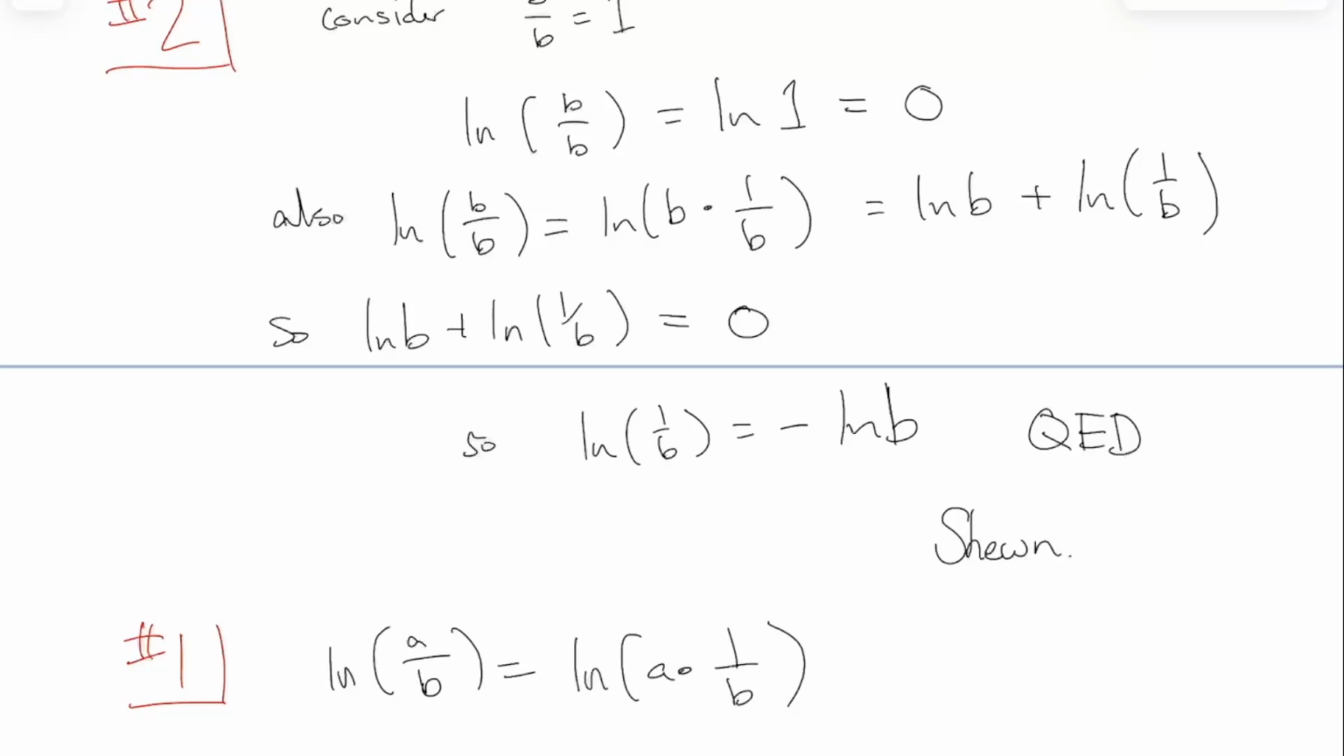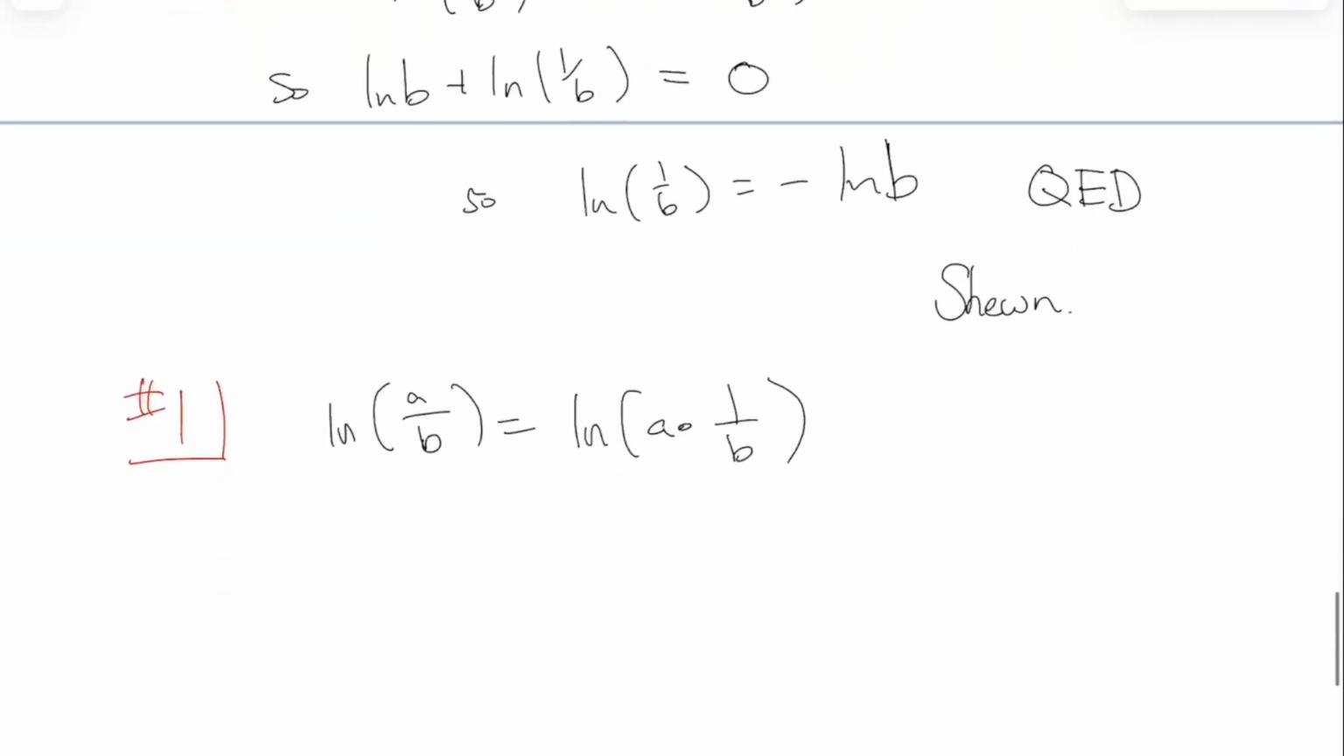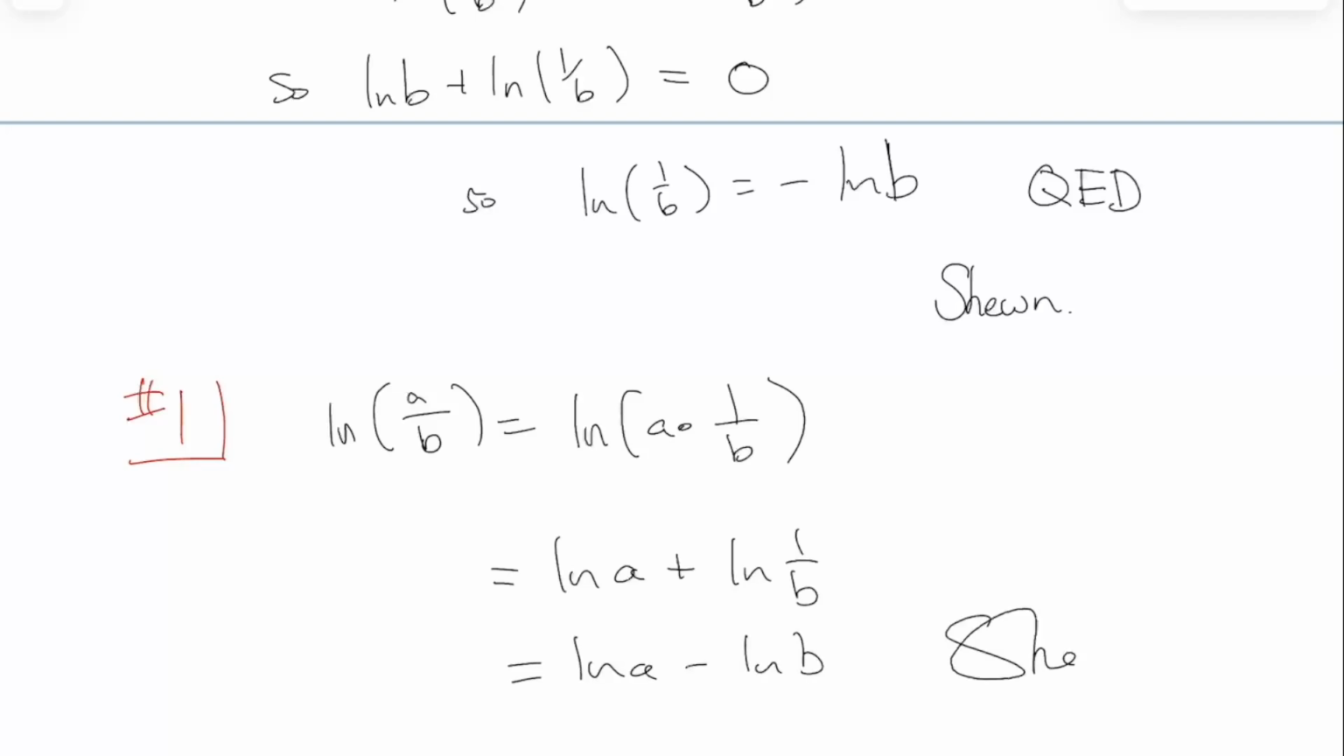So split up: ln of a plus ln of 1 over b. And then by the one we just said up here, ln of 1 over b equals negative ln b. So this, therefore, equals ln a minus ln b. All right? So that's just a cute trick using the other rule.